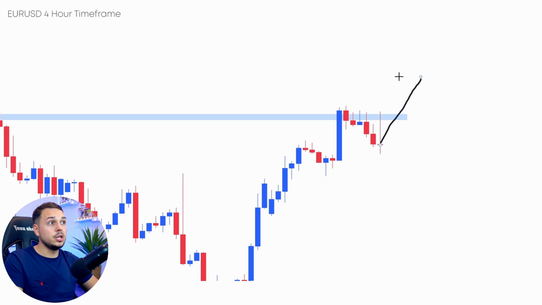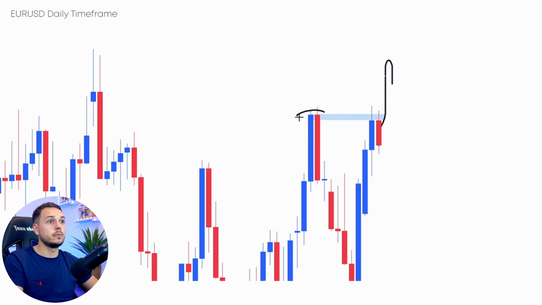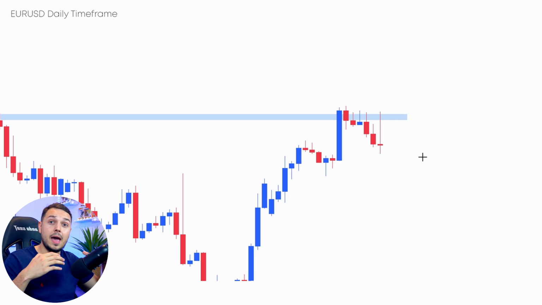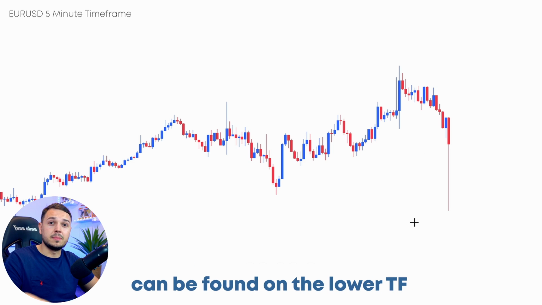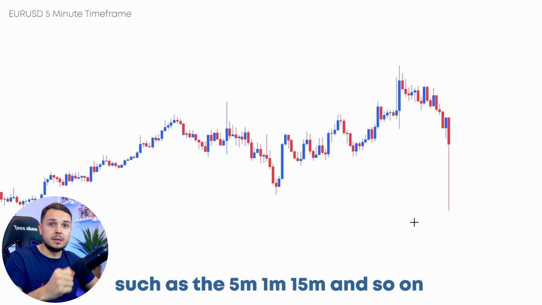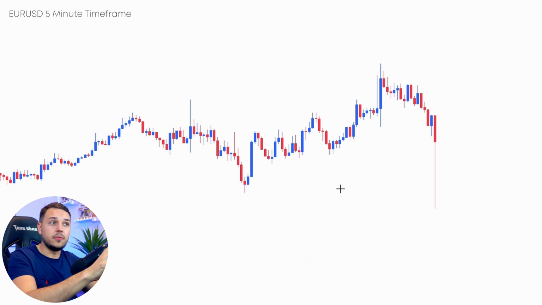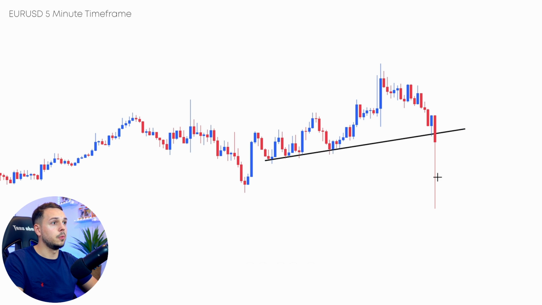And if it actually manages to break towards the upside, I would recommend to wait for a breakout on the daily time frame, just so we are past this area level. Then we can consider entering bullish trades for a nice little bull run till the next area of resistance. So the exact same thing can be found on the lower time frames, such as the 5-minute, 1-minute, 15-minute, and so on. We're currently on the 5-minute time frame on EURUSD, and if we just draw this trend just over here, we can potentially see a nice breakout, right?